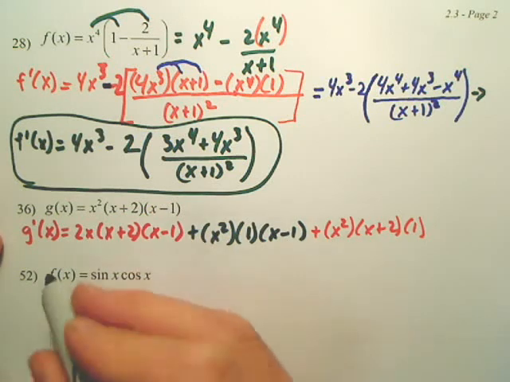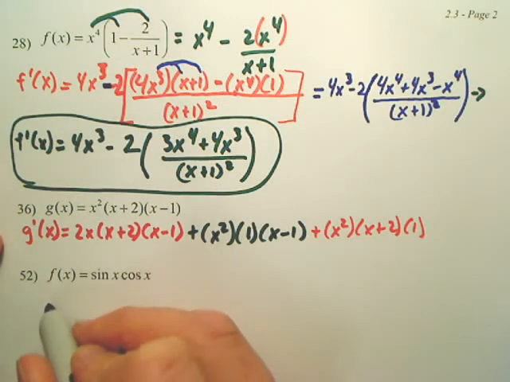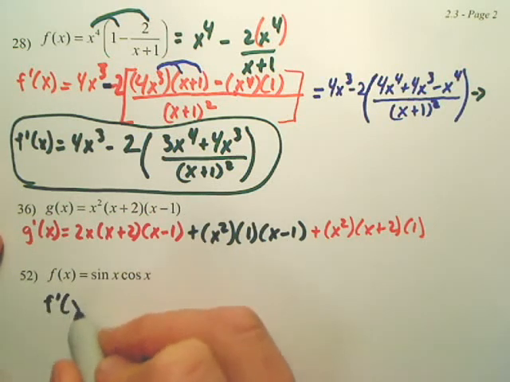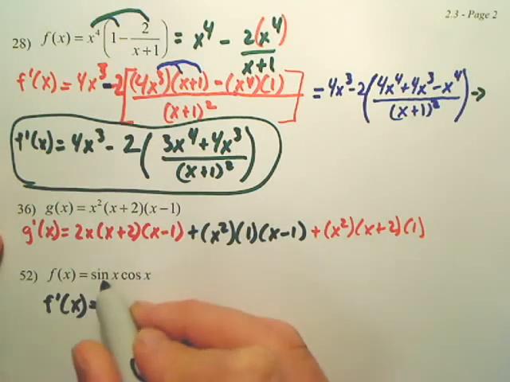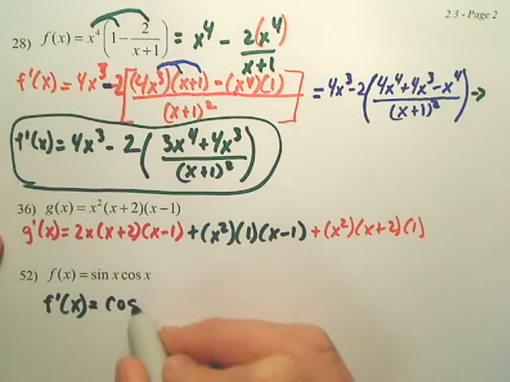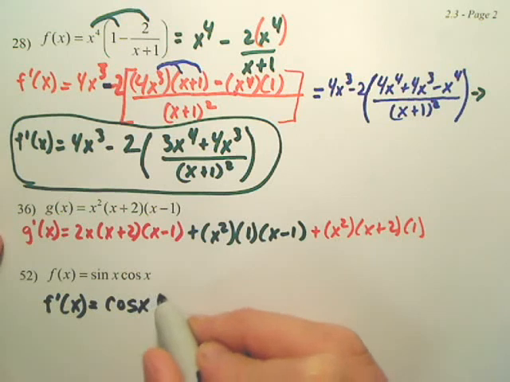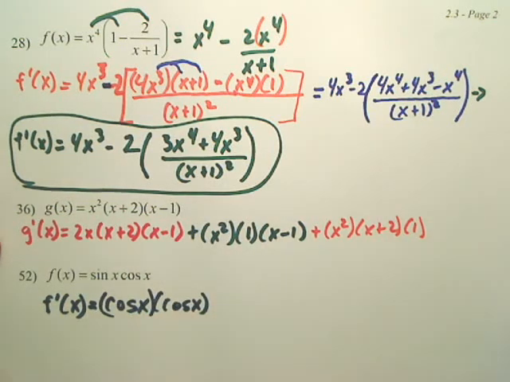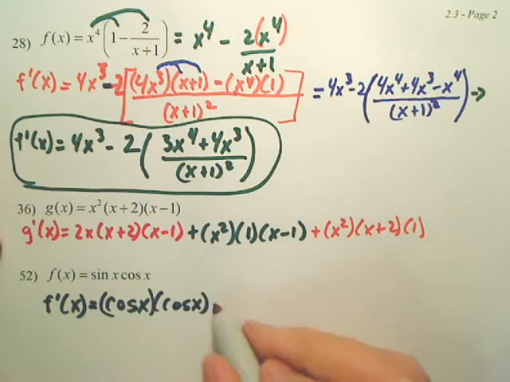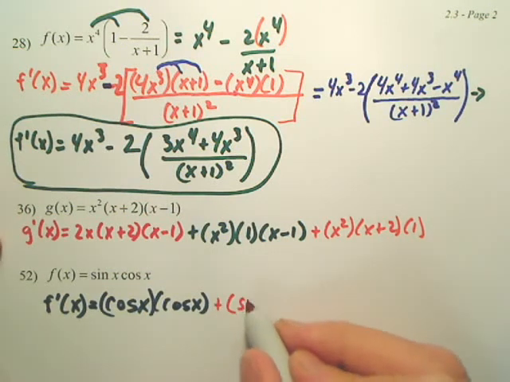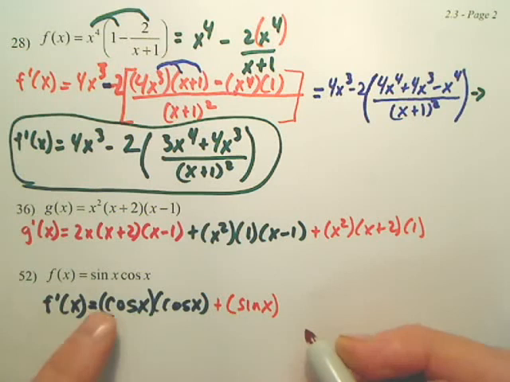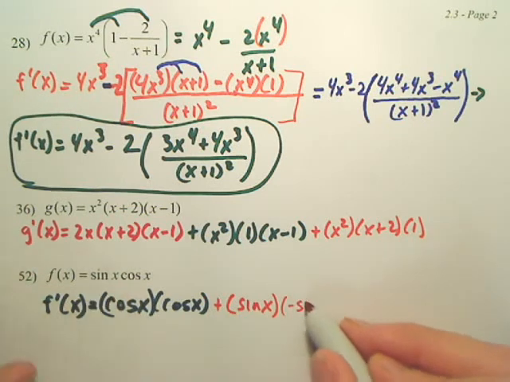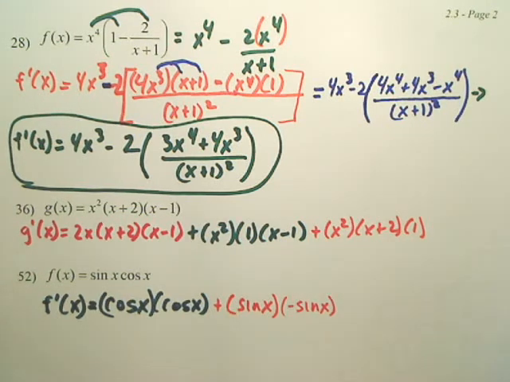This one's actually pretty easy. 52. The derivative. It's a product rule. Derivative of sine is cosine. Leave cosine x. And that's a plus. Leave sine. And what's the derivative of cosine? Negative sine x. Sorry, sometimes I don't say x, but I assume people know that.